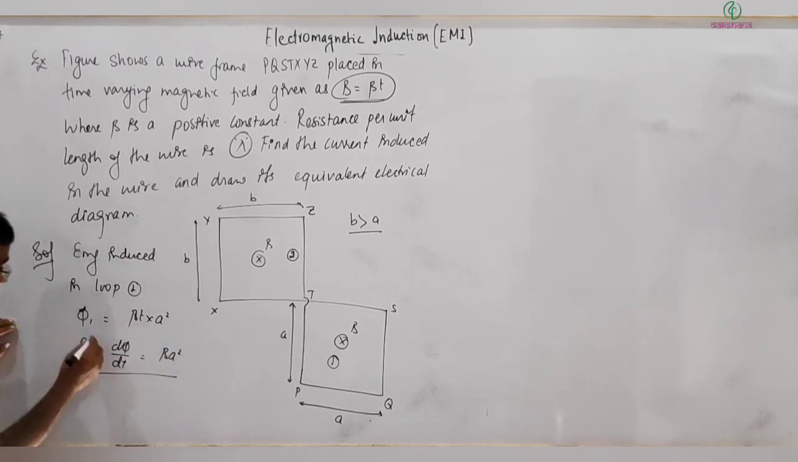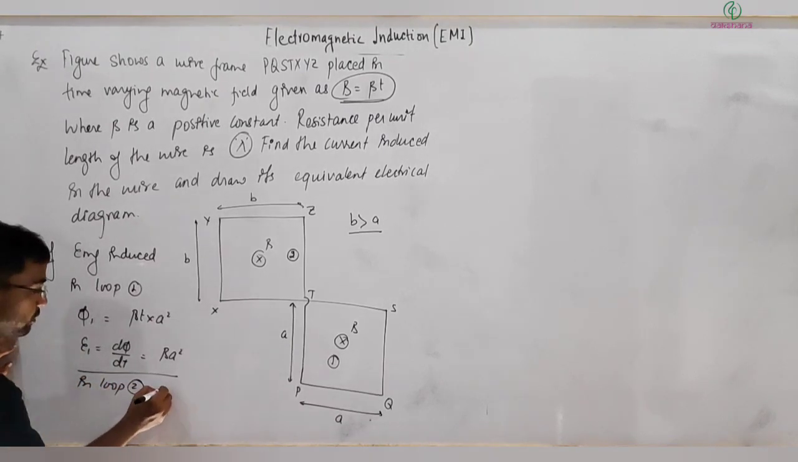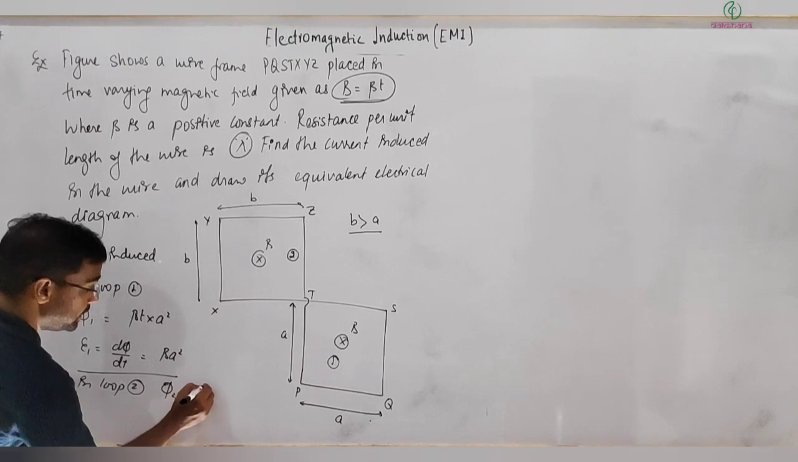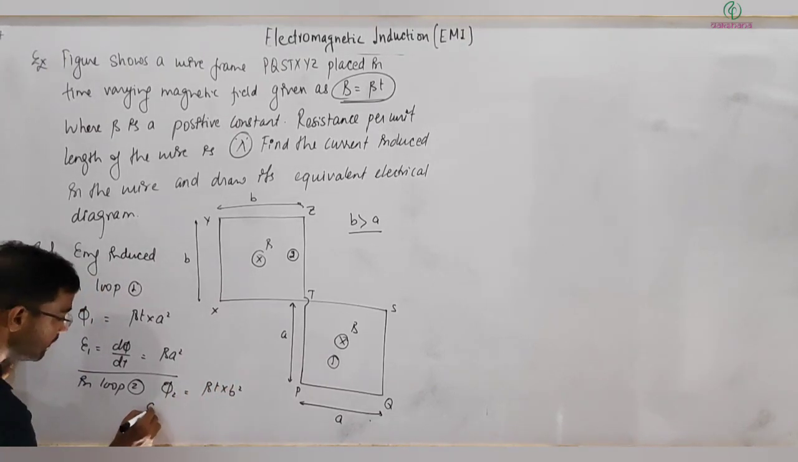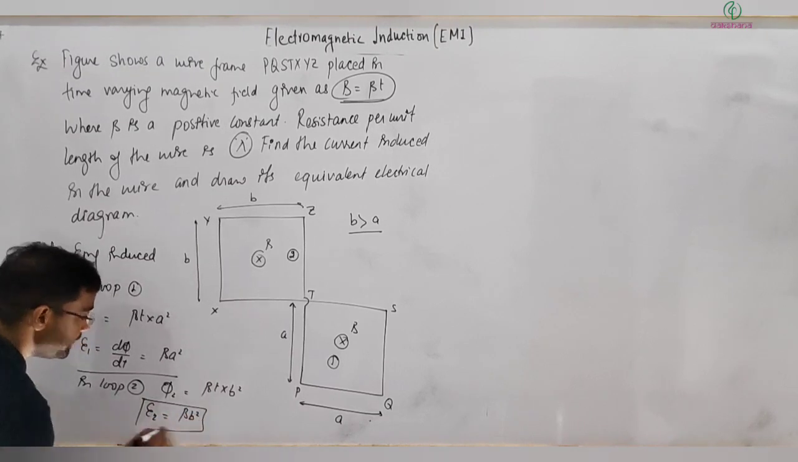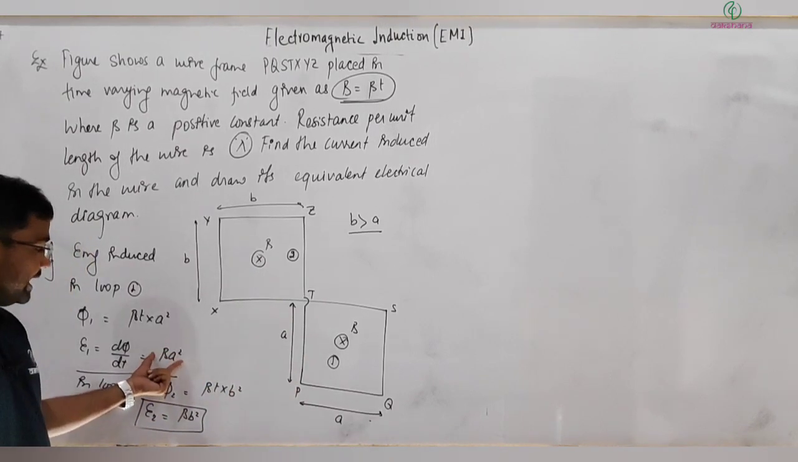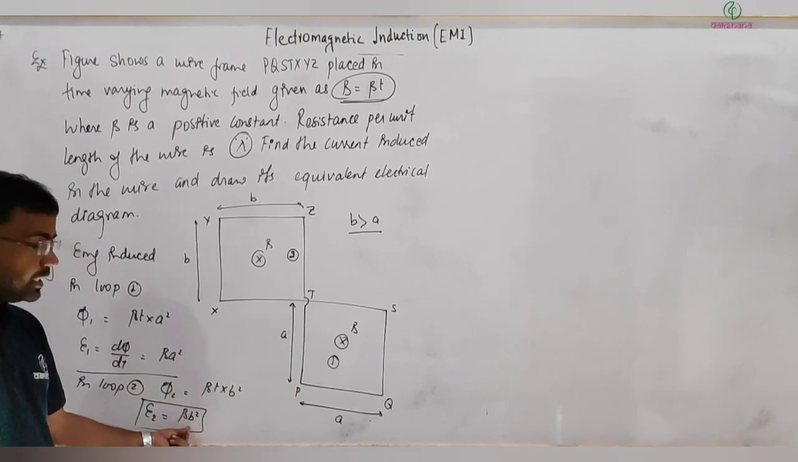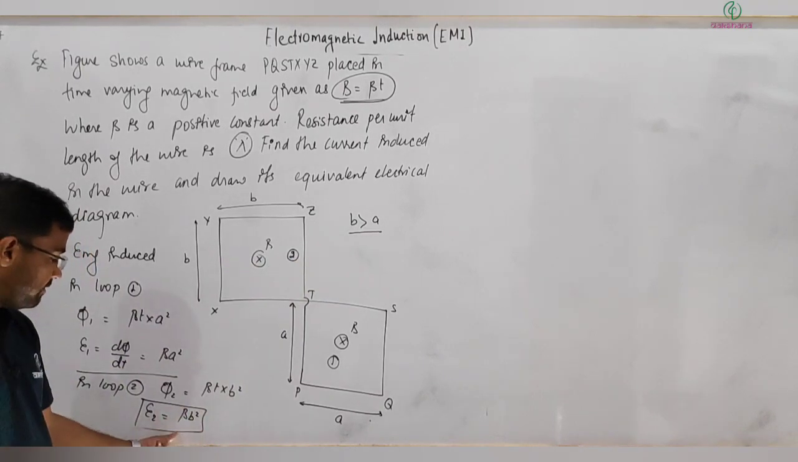This is the EMF. Similarly in loop 2, you can write phi 2 is equal to what? It's beta t into area b square. So EMF E2 is equal to beta into b square. So I got the EMF induced in both this and that. So it is beta a square and beta b square, right? And here it's given b is bigger than a, so this EMF is bigger.